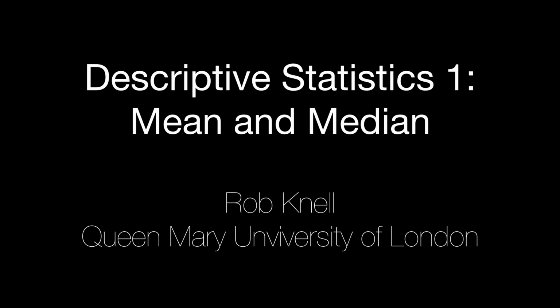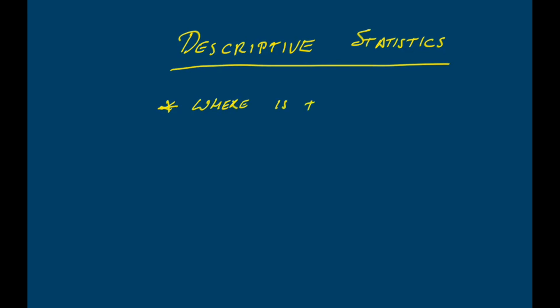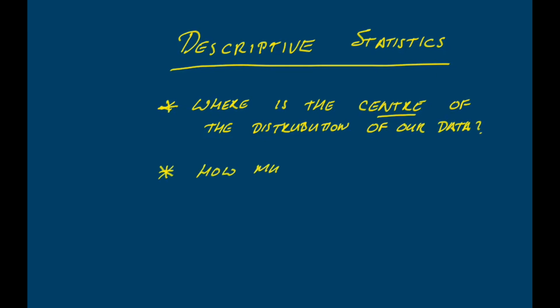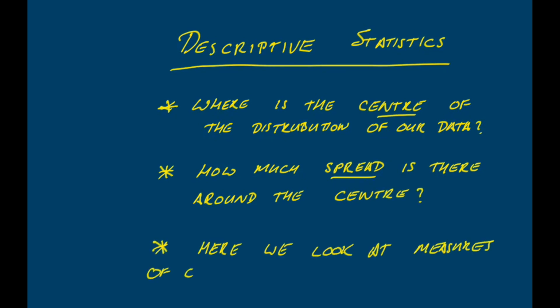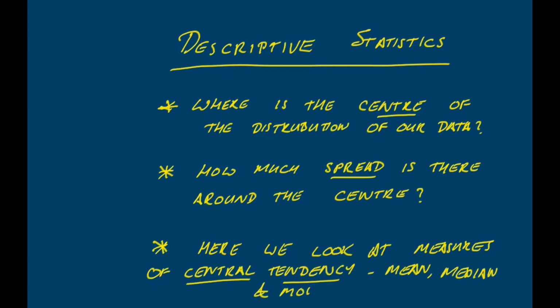Hello. In this video we're talking about descriptive statistics, the kind of statistics that you produce to describe what's going on in a data set. And when we're producing descriptive statistics, there are usually two things that we want to describe. First of all, where the centre of the distribution of our data is, and secondly, how much spread there is around the centre of that data set.